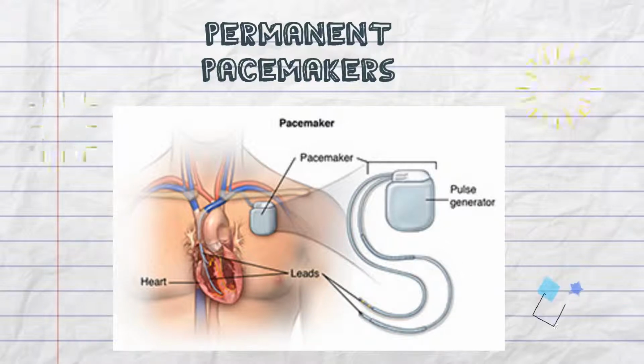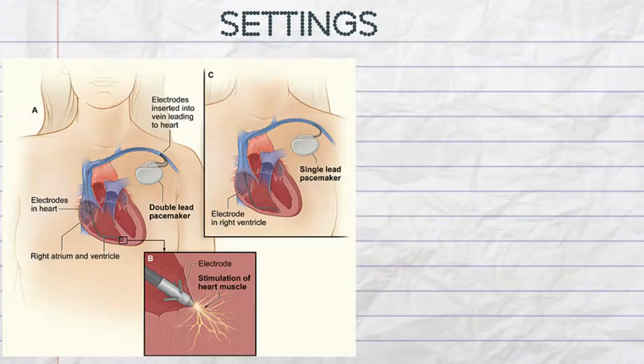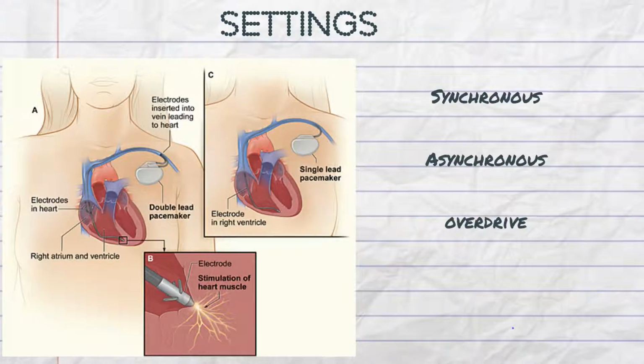These are surgically implanted into a sub-Q pocket below the clavicle. The leads are passed transvenously via the cephalic or subclavian vein to the endocardium on the right side of the heart. These pacemakers are indicated for conditions such as complete heart block. Now let's cover the 3 pacemaker settings: synchronous or demand pacing, asynchronous or fixed rate pacing, and overdrive pacing. Synchronous only kicks in when needed, asynchronous continuously paces for the patient, and overdrive pacing suppresses dangerous underlying rhythms.